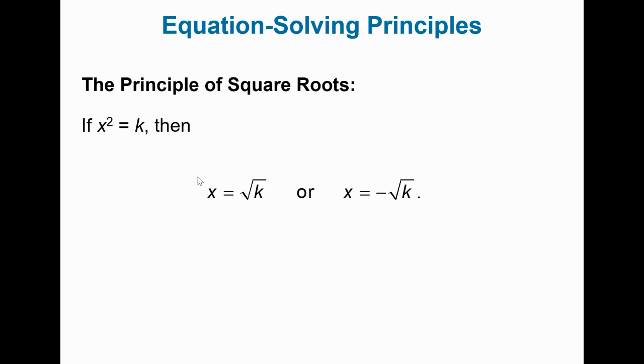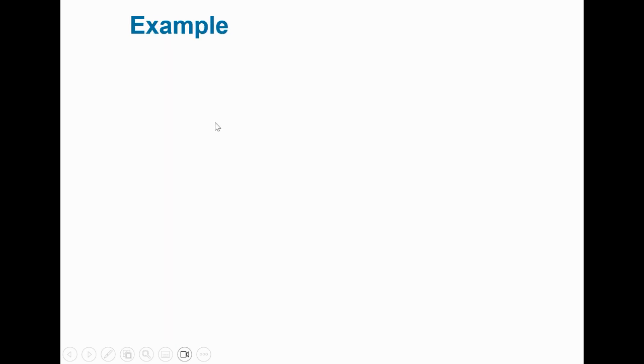Square root. Remember now, we haven't talked about this, but when we physically take the square root of both sides of an equation, we need to consider the positive and the negative square root. Here, taking the square root of x squared gives me x, and I have to take the positive and the negative square root of k. All right, two possible solutions. When you have a square term, you get two answers.